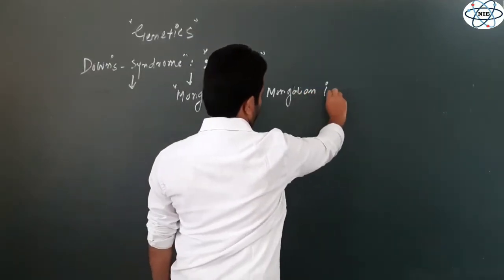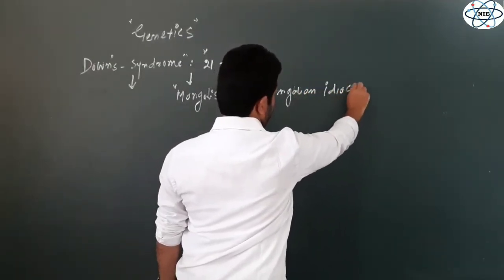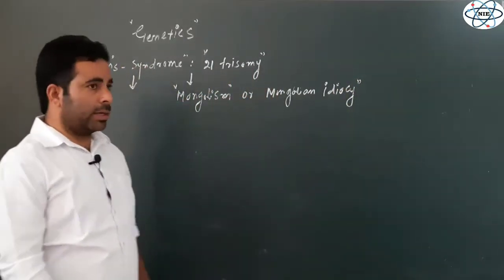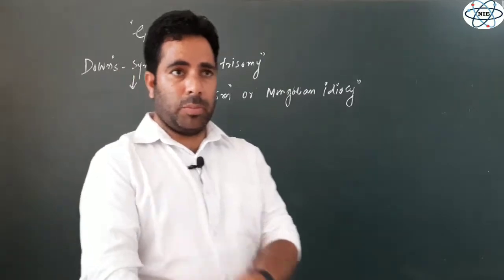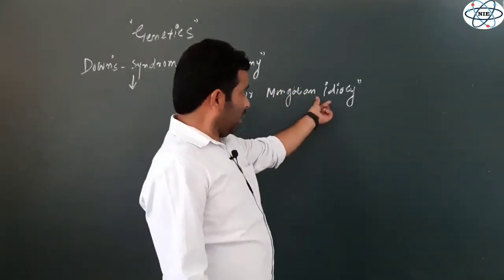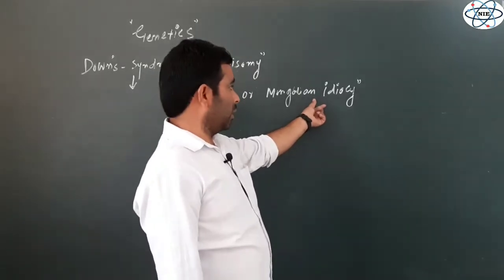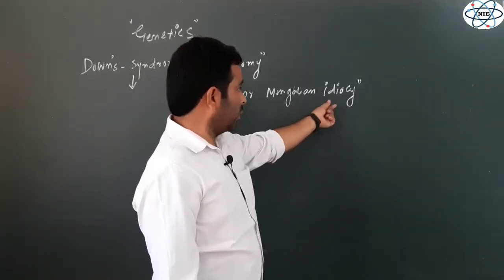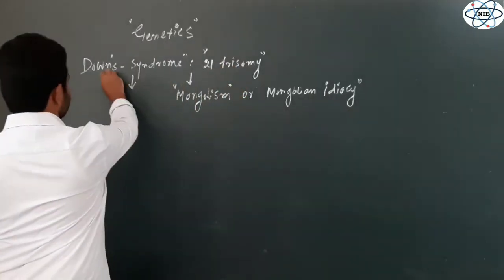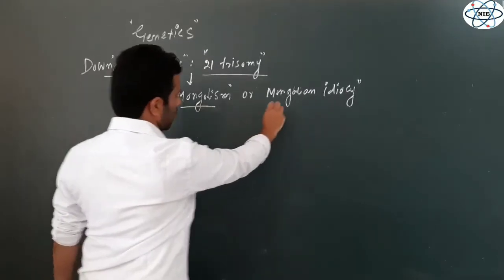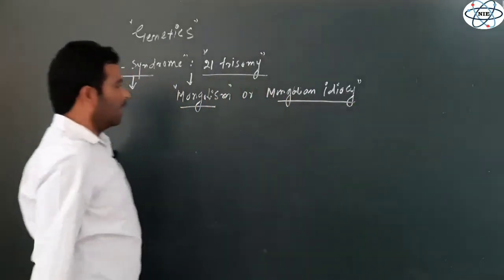So that is why Down syndrome is also known as Mongolism, or Mongolian idiocy. Because this individual is not a normal individual. It's not having these problems with the eyelids, right? It is also mentally retarded. There is mental retardation in the individual, so that is why idiocy. So this is known as Down syndrome, also known as 21 trisomy, also known as Mongolism, also known as Mongolian idiocy, right?